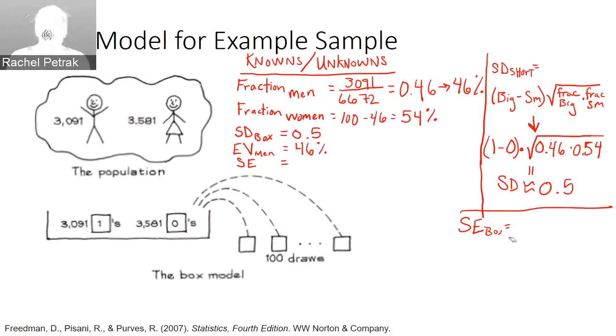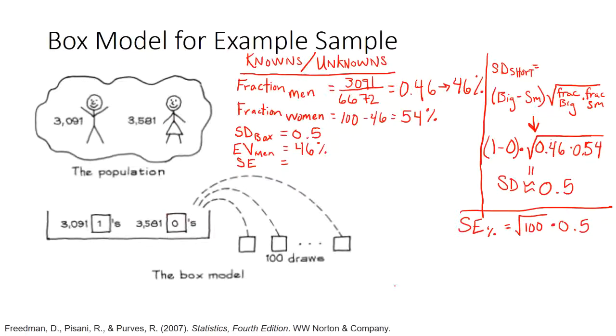Technically, since we're getting our standard error in percentage format, this is the standard error of the percent. The standard error for the percentage is equal to the standard error for the number divided by the size of the sample. So the standard error for the sum of 100 draws is the square root of 100 times our standard deviation, 0.5, resulting in a standard error for the number.